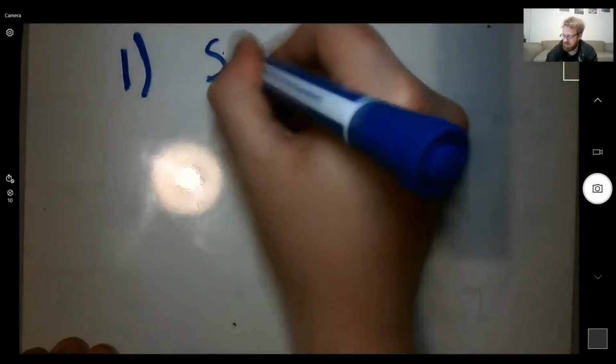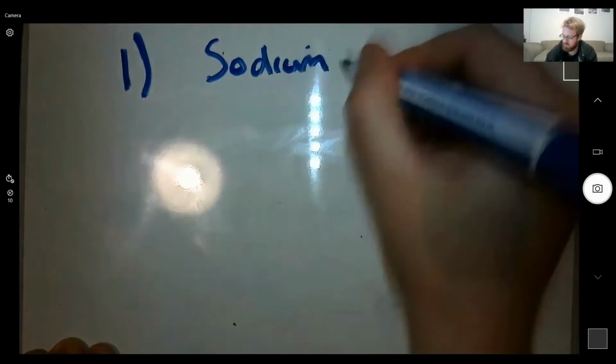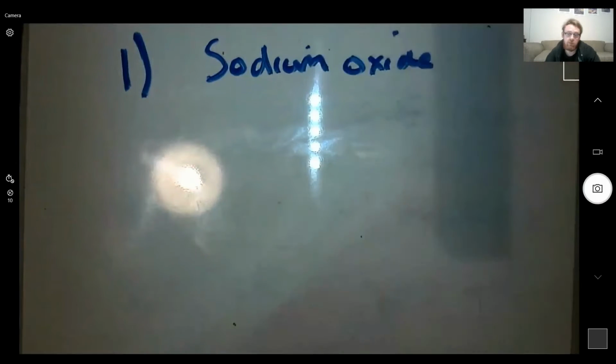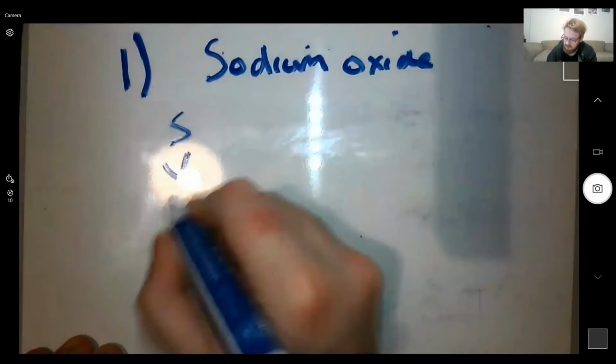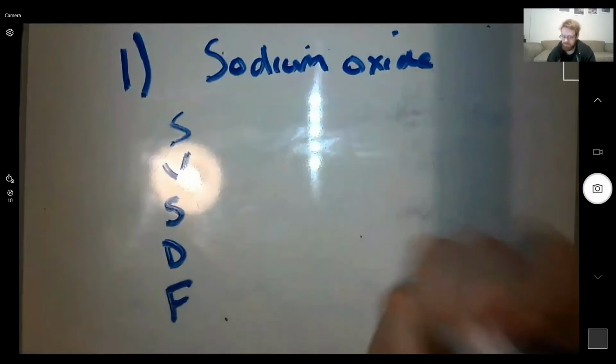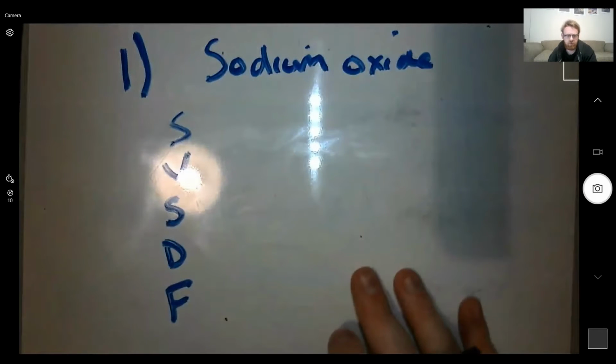So first question is to write down the formula for the following. The first one is sodium oxide. Remember the way to work out the formula is SVSDF.